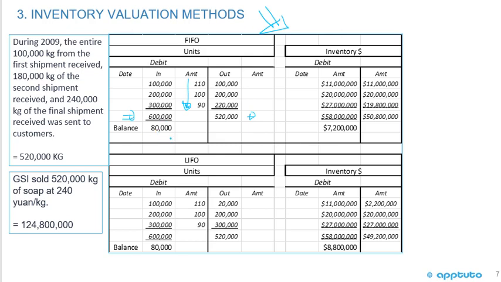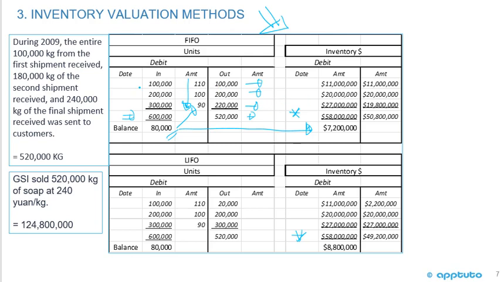So under FIFO, we have a balance of 80,000 kilograms. What's left there? First in, first out. So the 100,000 is gone, the 200,000 is gone, and 220,000 kilograms from the last purchase are gone, which leaves 80,000 from the last purchase. So 80,000 times 90, our ending inventory is 7.2 million. Our purchases, again, never change under any method. In this case, it was 58 million.